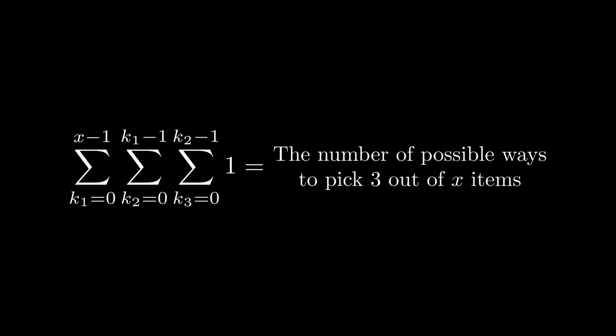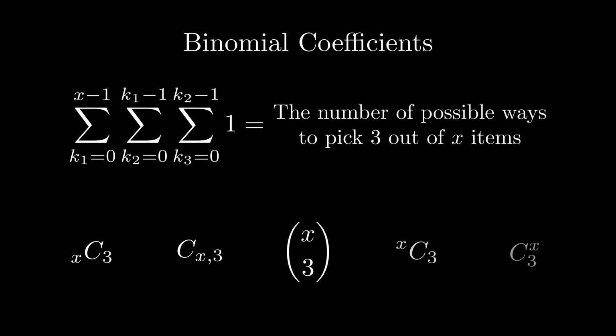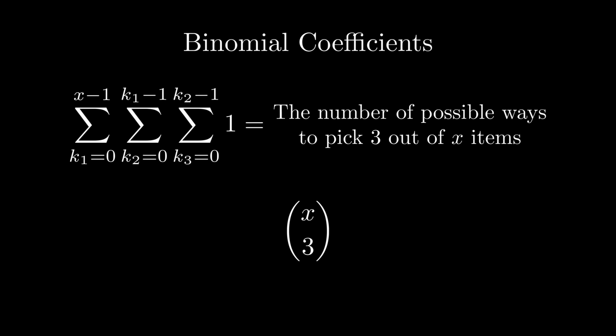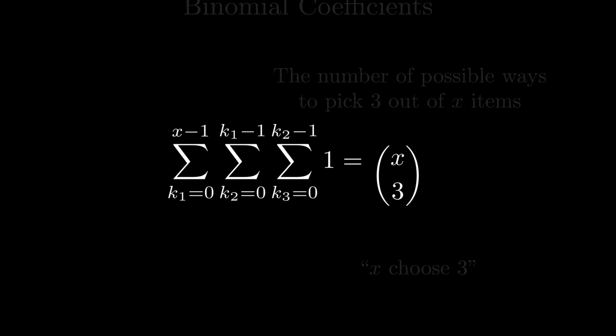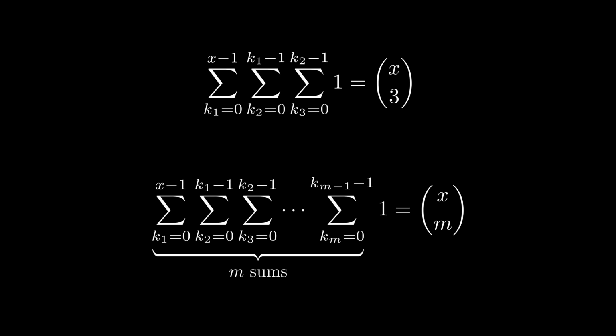Anyway, the number of ways of picking a certain number of items is called a binomial coefficient, or a combination. There are varying notations for it, which mostly involve slapping the parameters on random corners of a capital C. But I'll use this one because it just looks so nice. We read this as x choose 3. Now, I used the triple sum as an example, but the same thing would have happened for any level of nesting. So the result of m nested sums would be x choose m.